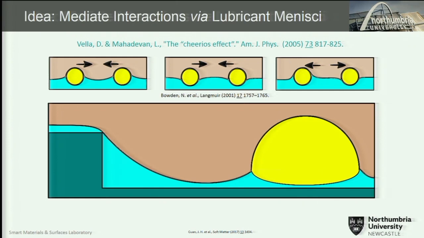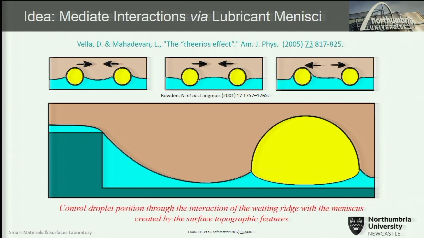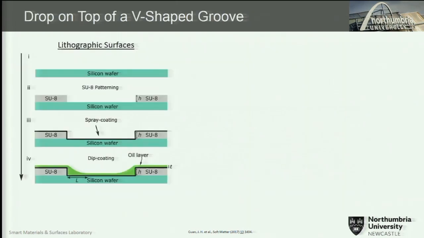If I put a topographic feature in, then I have 2 menisci. And if they overlap, they'll attract. Of course, 2 droplets might attract. So this is a droplet form of the Cheerios effect. And that's really what we did.